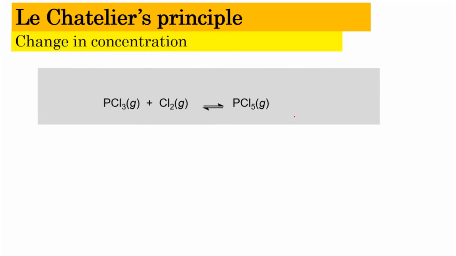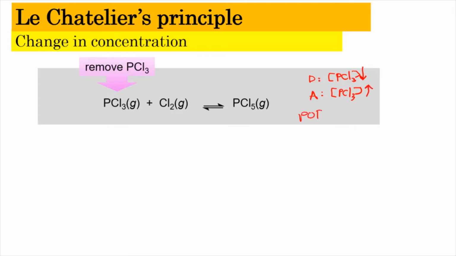Similarly, let's say you have this equation and it is at equilibrium initially, but now you have a disturbance. Your disturbance is that you remove, or decrease, the concentration of PCl3. So according to Le Chatelier's principle, you need to reduce the effect of the disturbance by increasing back the concentration of the PCl3.